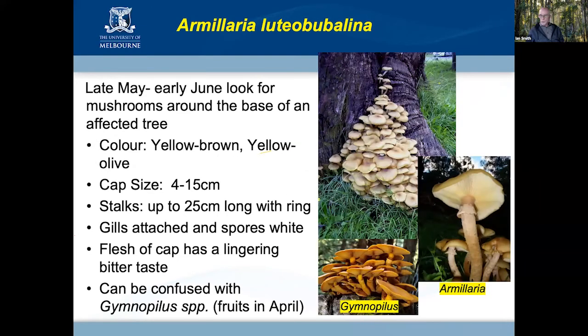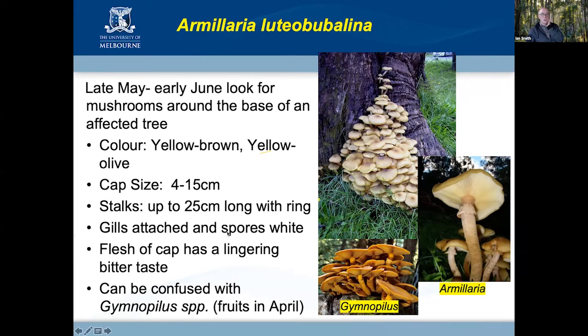So the easiest way to identify it is in late May to early June to look for mushrooms around the base of an affected tree. The colour is a yellow-brown, yellow-olive colour. You can see it here. This is what was on that grey gum. The cap size is 4 to 15 centimetres, so it's quite large. The stalks are up to 25 centimetres long. So this is 25 centimetres long.